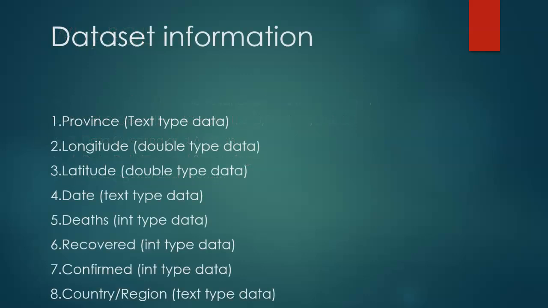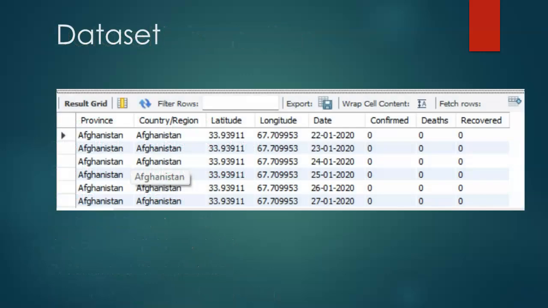Now, our dataset consists of some specific information, which includes the province, which is text type data, the longitude and latitude, which are double type data, the date, which is also text type data, the deaths, recovered and confirmed, which give us the count of coronavirus patients, integer type data, and the country and the region, again text type data. Here is an example of the dataset on which we are going to perform the data analysis today.